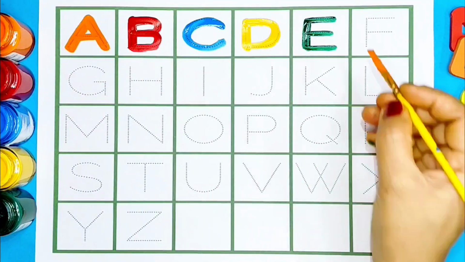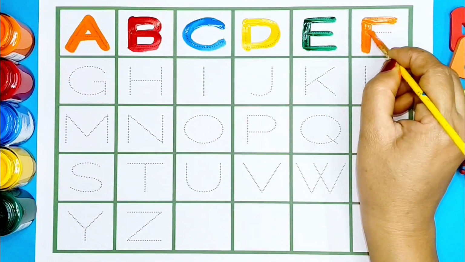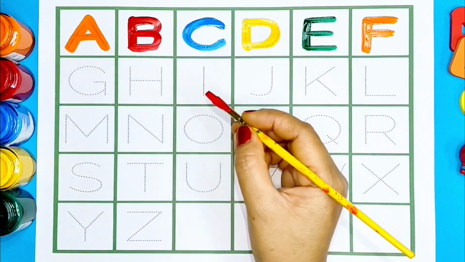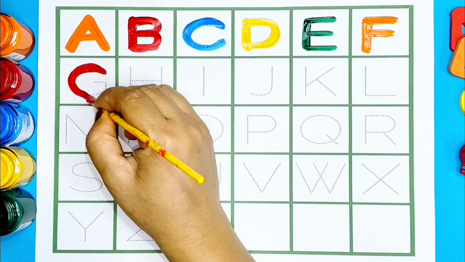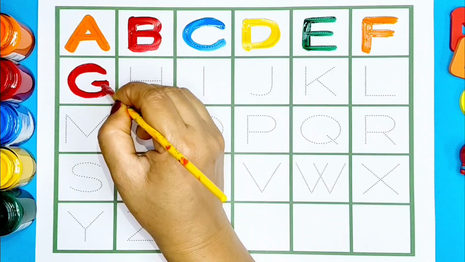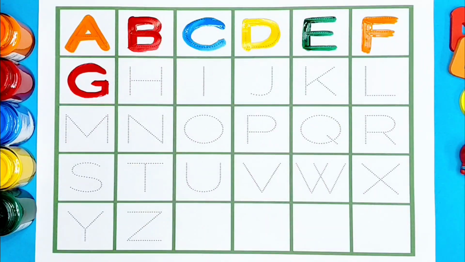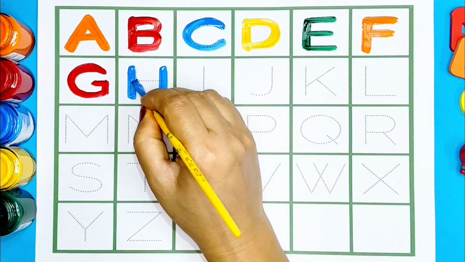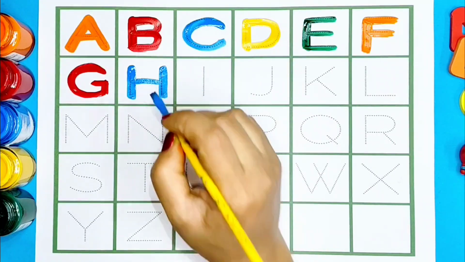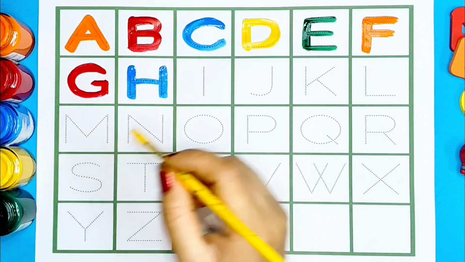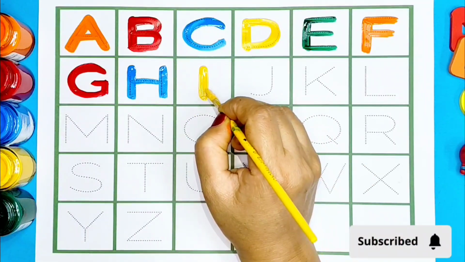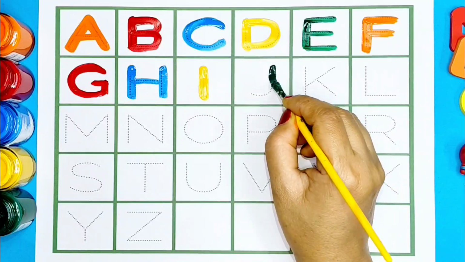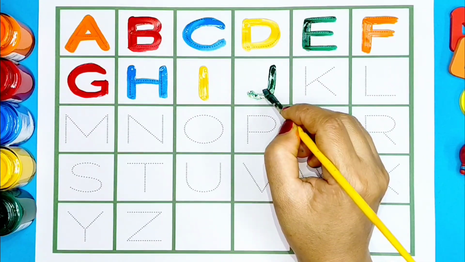Orange color. F. F for fish. Red color. G. G for grapes. Sky blue color. H. H for hand. Yellow color. I. I for island. Dark green color. J. J for jug.